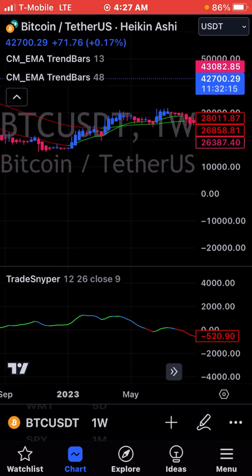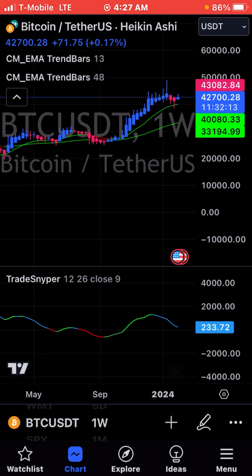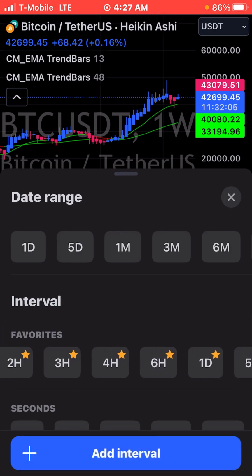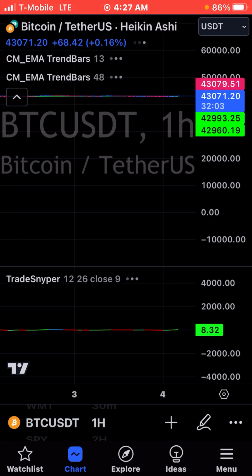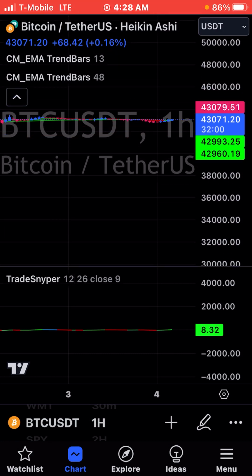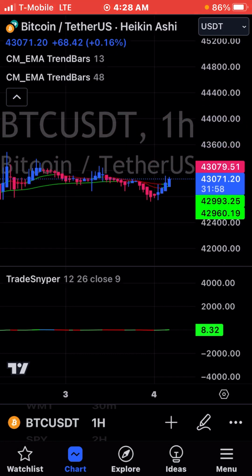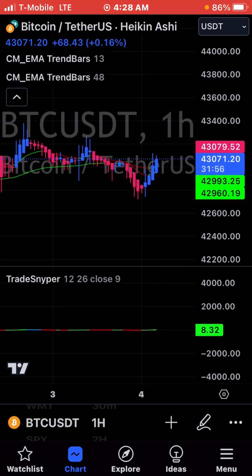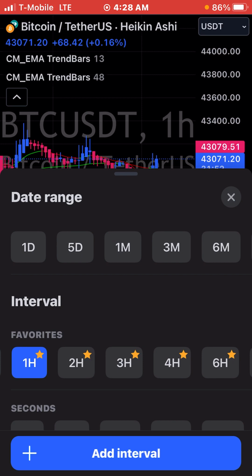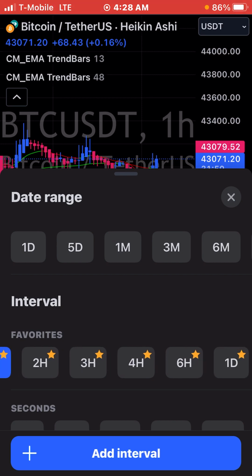So you can do that on a weekly. I personally do this on a longer time frame. But if you want to do scalps, for me personally, it doesn't really work that well on shorter time frames. I definitely don't do this on 15-minute or things like that. I focus on higher time frames. If I were to do this on a next level time frame, I would do maybe 4 hour or 6 hour.